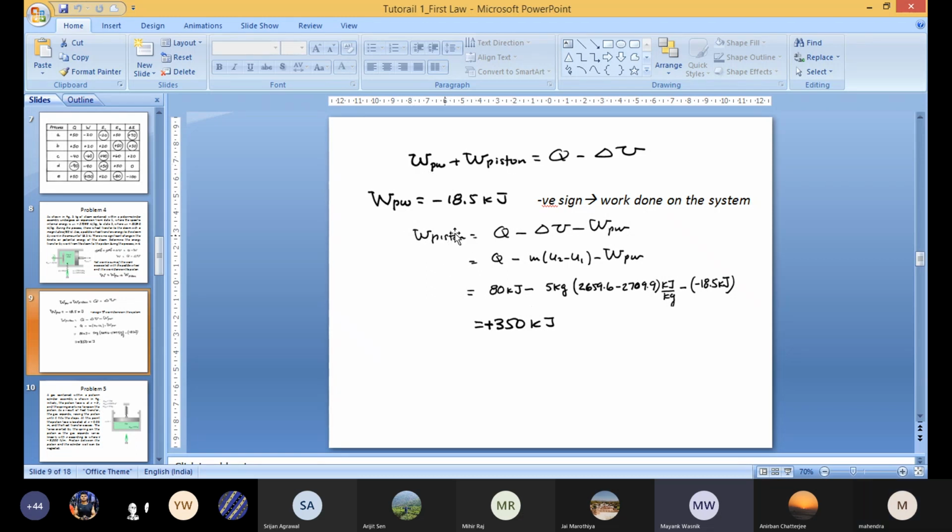Once you substitute the rest of the values here, M you know. M is mass, that 5 kg is given in the problem. Then finally we are getting the piston work is 350 kilojoule.